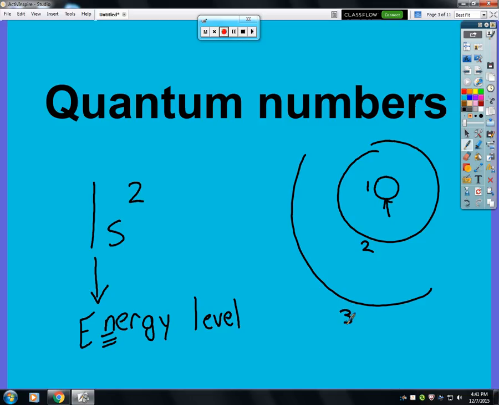So the bigger my quantum number gets of the principal quantum number, the further away from the nucleus I'm found, right? Wouldn't you agree that 1s2 and 2s2, that this is on a higher energy level? So the principal quantum number for this would be called 1. The principal quantum number for this would be called 2. Okay, so that's what principal quantum number is.